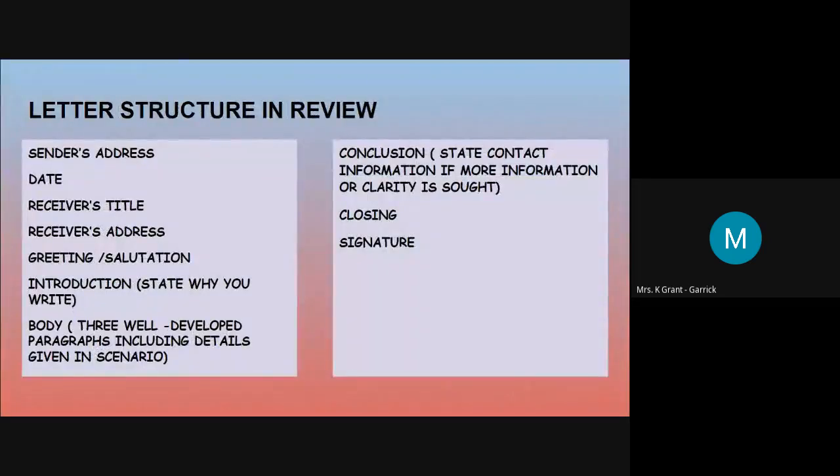Now, for the letter, any letter at all, you begin with a sender's address, then you have the date, then you have the receiver's title, the receiver's address, the greeting and salutation, introduction. Of course, you would include why you write, and for the body, you have 3 well-developed paragraphs, including details given in the scenario. Remember, it's a letter, so a paragraph could pretty much have 1 sentence.